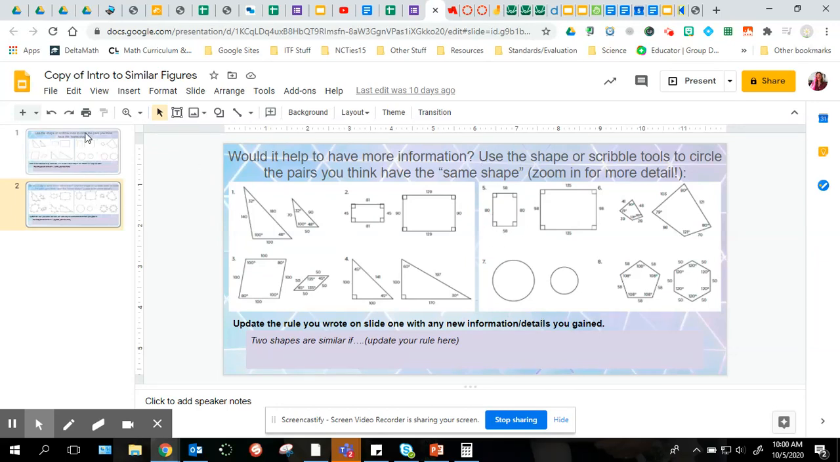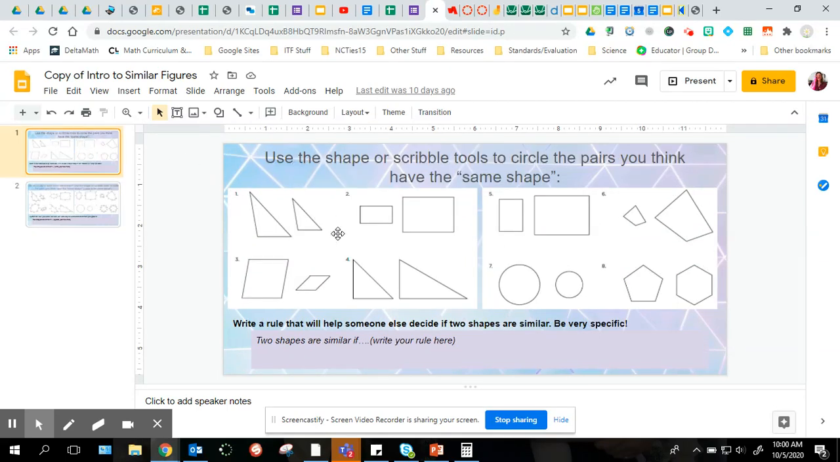Hey everyone, so I wanted to quickly go over what you did on Friday and then we'll discuss how to do scale factor. So on Friday you were asked to identify similar shapes and write rules for how to determine if shapes are similar or not. And you had this assignment that you see here on my screen.